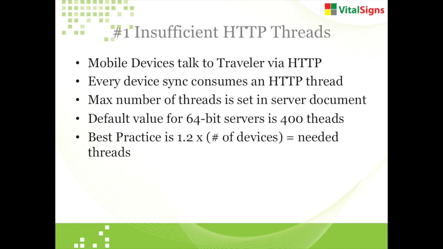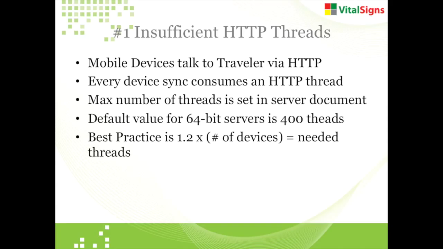Let's start with number 1, insufficient HTTP threads. Mobile devices talk to Traveler via HTTP. What that means is every time a device is doing a device sync, that consumes an HTTP thread in the HTTP server task running on Domino. Now, the maximum number of threads that HTTP can handle at any given moment is set in a server document. The default value for 64-bit servers is 400 threads.